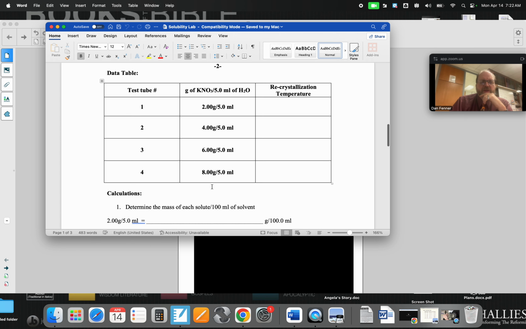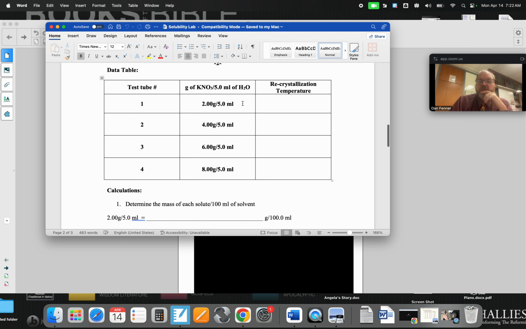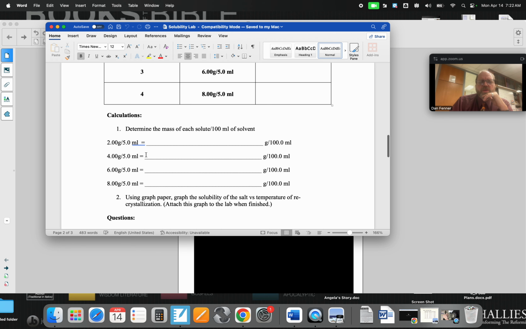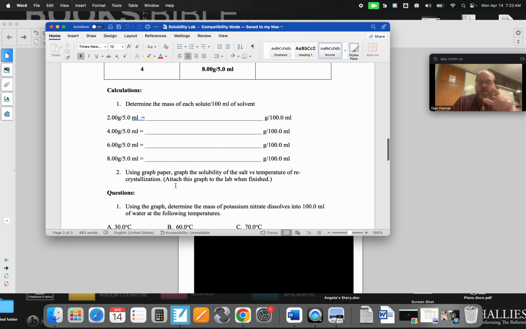All right, so here is your lab. We're again not going to do the first one because it doesn't recrystallize as easily. 4, 6, and 8. And then how do we do this? Well, all we're going to do is ask what number do you multiply 5 by to get 100? Multiply 5 by 20. So the same thing here: that's going to be 2 times 20, or 40.0, but we're not doing that one. Do the same for 4, 6, and 8. And then we're going to do a graph.